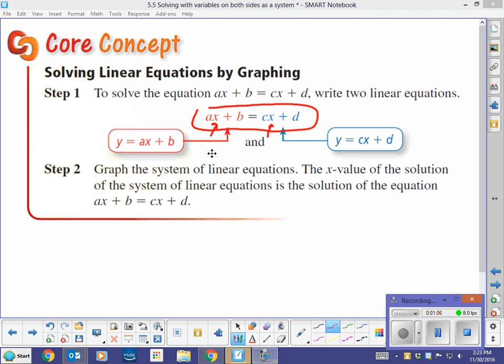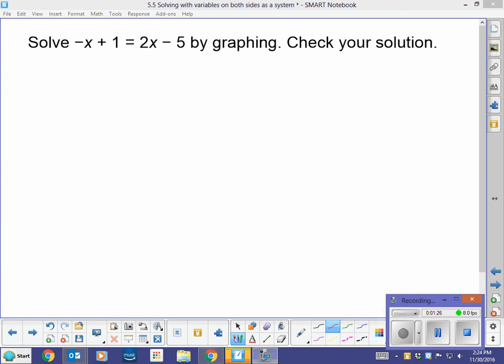So let that sink in just a second. Since both sides are equal to each other, I can write two equations setting them both equal to y. And then we solve it as a system. And so we can do it by graphing. That's really what we're trying to do here, is solve this type of equation by graphing. Okay, so let's take a look at an example here.